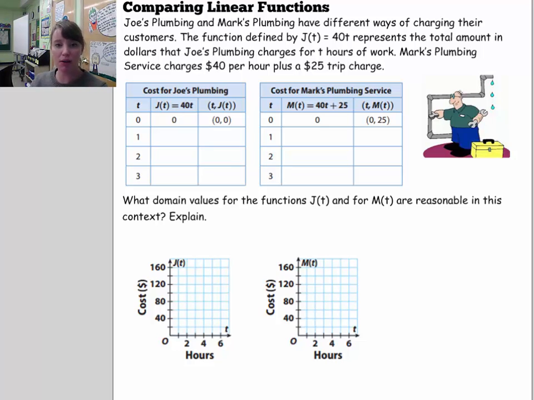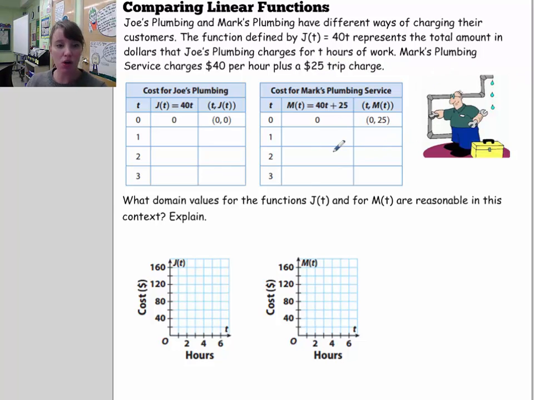Joe's and Mark's Plumbing have two different ways of charging their customers. The function defined by J of T is equal to 40T represents the total amount of dollars that Joe's Plumbing charges for T hours. So he charges just $40 an hour, it looks like. And Mark's Plumbing charges $40 per hour plus a $25 trip fee.